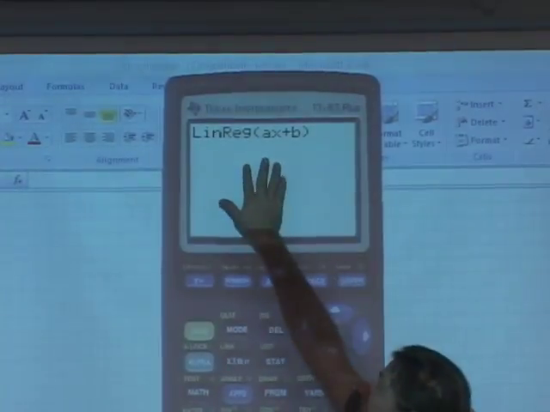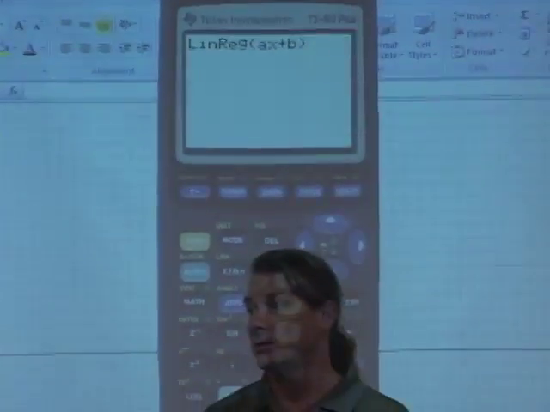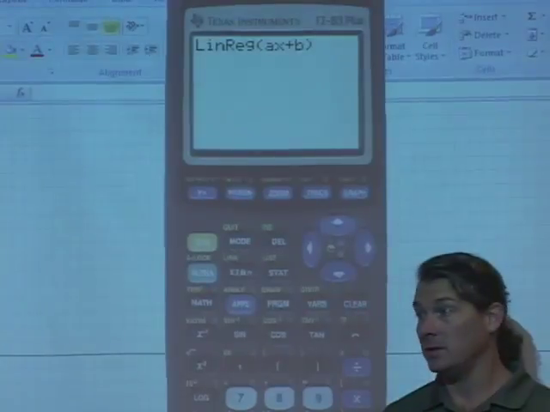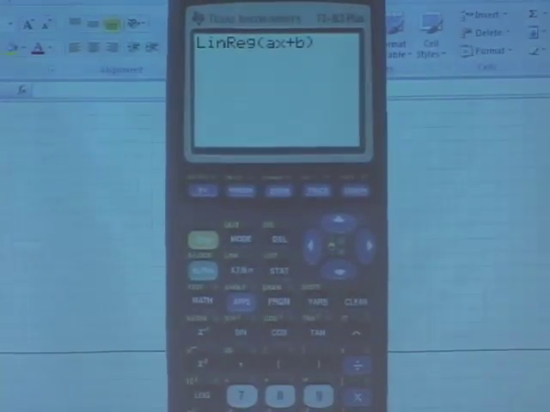We not only wanted to calculate the linear regression, we want to put it somewhere. Just calculating isn't always the best. Remember we cleared out our y equals 2? I want to put this into y1. So what I can do is, this is another step here.